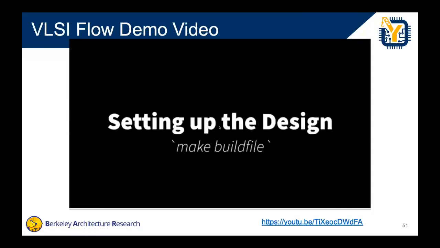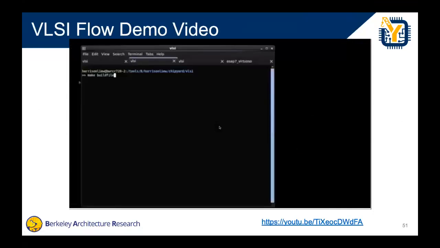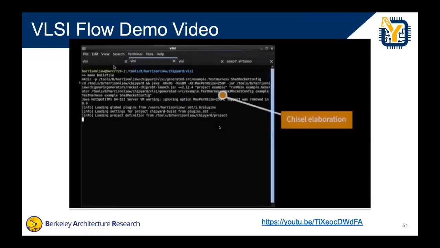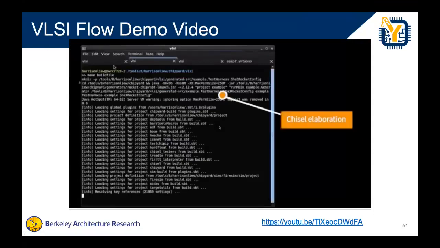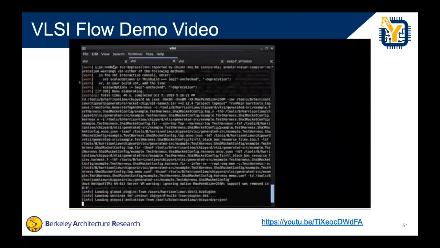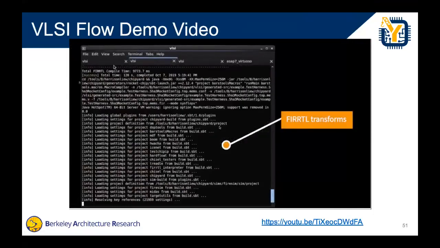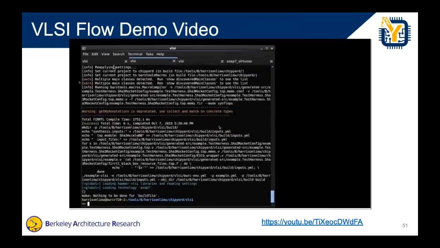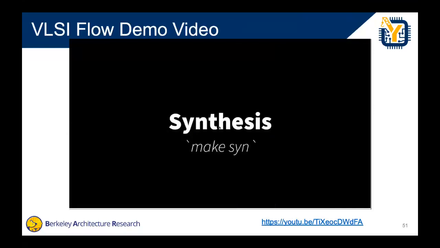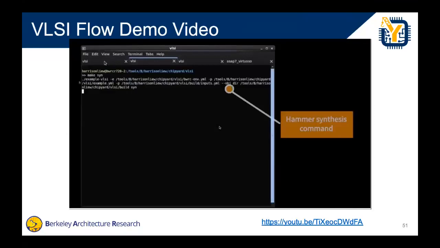So make build file is that command that I was talking about before that will generate the makefile. You type this, and then Hammer is going to elaborate. When you're in the Shipyard mode, Hammer will know to elaborate your Chisel, run Firrtl, produce the Verilog, and then produce a makefile based on your example.yml and what kind of subsets Hammer needs to do.